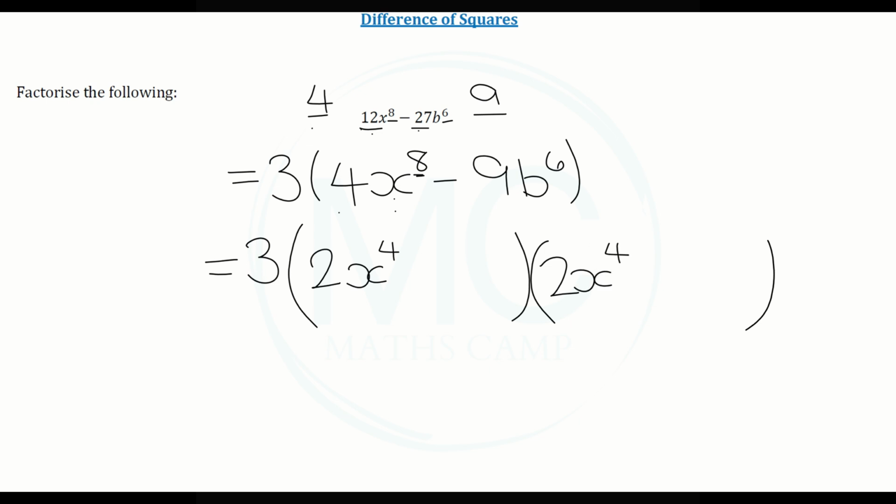The square root of 9 is 3, so we can say 3. 6 divided by 2 is also 3, so we get b to the power of 3. And let's put this in this bracket as well. Now I can put a minus sign in our first bracket and a plus sign in our second.